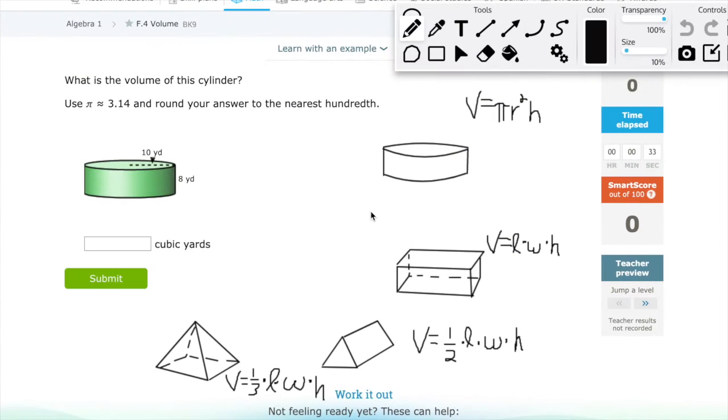Now we are talking about volume. This is F.4 on the Algebra 1 IXL. This is 0-9 from our Algebra 1 class. So for this one, we're talking, like I said, volume. So it's basically how many units it would take to fill a 3D object.